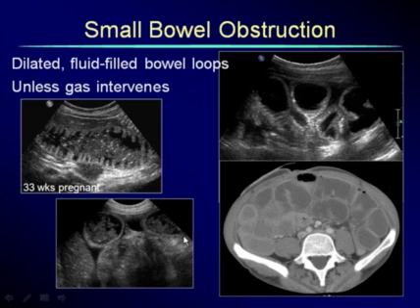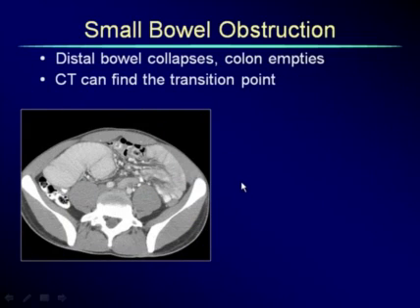Here's similar cases. Dilated loops filled with bowel. These loops are filled with fluid. There's a lot of them. This patient went to surgery, and sure enough, she had a small bowel obstruction, which you can imagine ultrasound can do quite well with such an abdomen. What we don't do very well with ultrasound is actually trying to find the point of obstruction, and CT does great with that. CT can track the bowel.